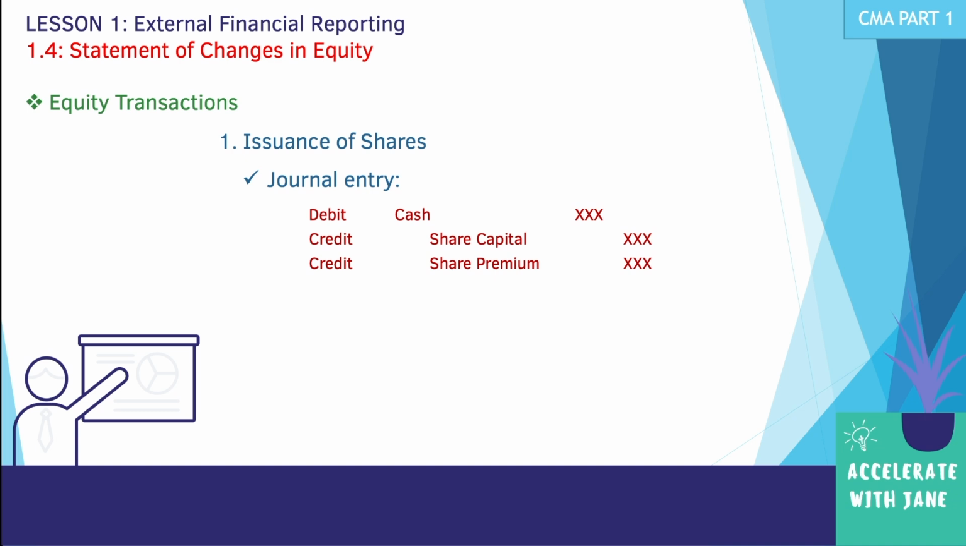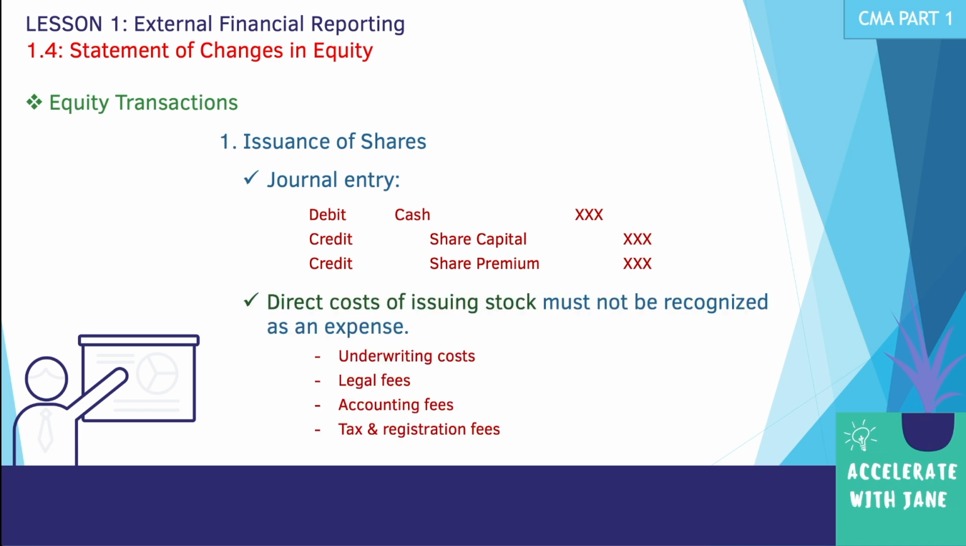So the amount of share capital is equal to the par value of the shares issued multiplied by the number of shares. Any difference between the par value of the shares issued and the cash received should go to the share premium. Sometimes a company also incurs direct costs of issuing stock, and this direct cost, take note, must not be recognized as an expense.